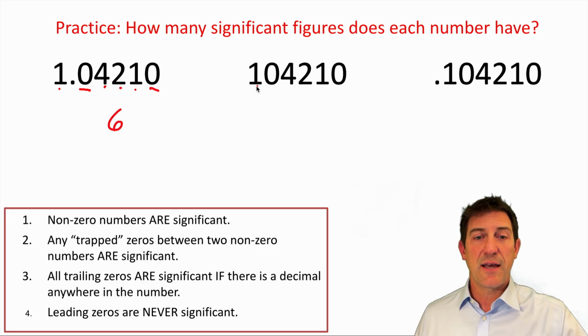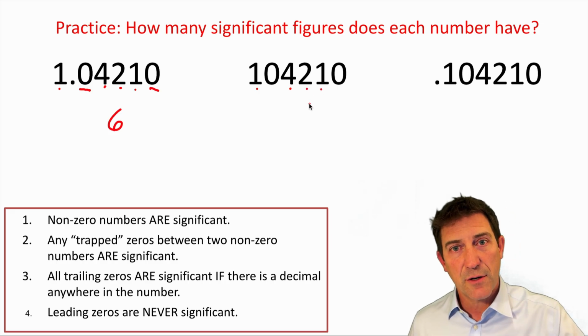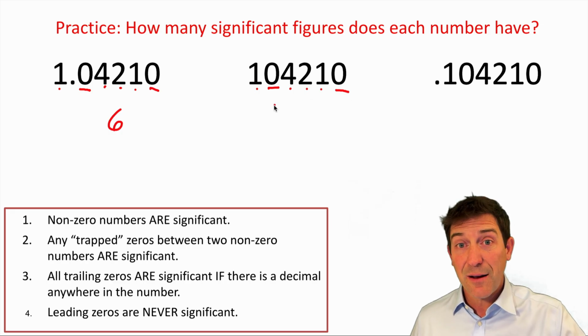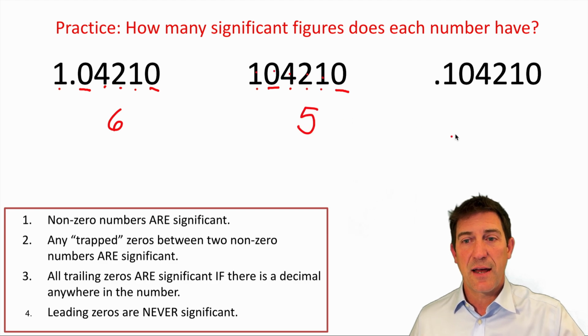We go over to this one, same thing. I think these ones are fairly easy because, well, they're not zeros. This one we just talked about is a trapped 0. It is a significant figure. This one is a trailing 0. And trailing zeros are significant only if there's a decimal somewhere in that number, and there is not. So we have 1, 2, 3, 4, 5 significant figures in that number.